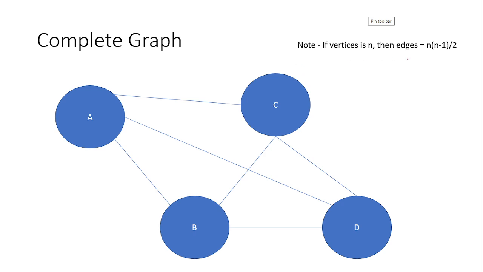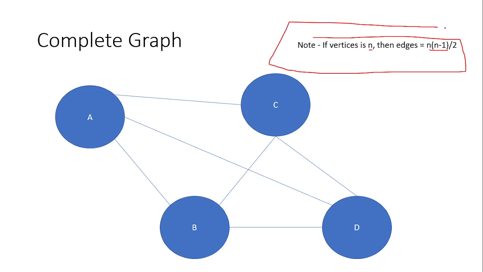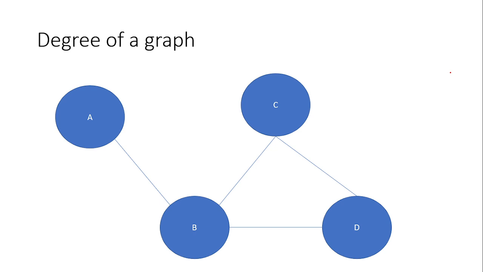Right? There's a small formula here. If vertices are n, then it consists of n multiplied by n minus 1 divided by 2 edges. This is a small theory for complete graphs, right? This is applicable for complete graphs. Now in this case, 4 multiplied by 4 minus 1 divided by 2, right?